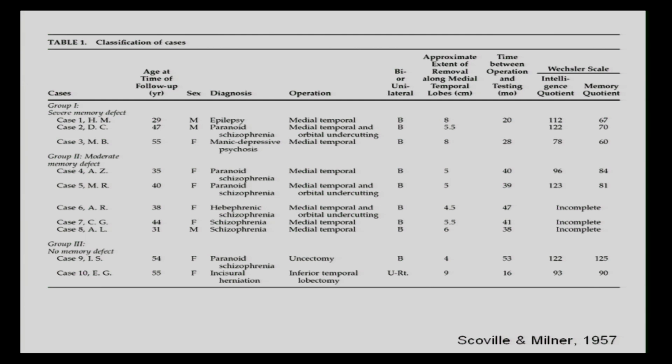With analysis of all these patients, what they were able to show is that it didn't help their schizophrenia or their manic depressive disorder at all. But what they found is the larger the extent of the bilateral medial temporal lobe lesion, the more severe their memory impairment. So HM was the best case because he had no neuropsychological disease.